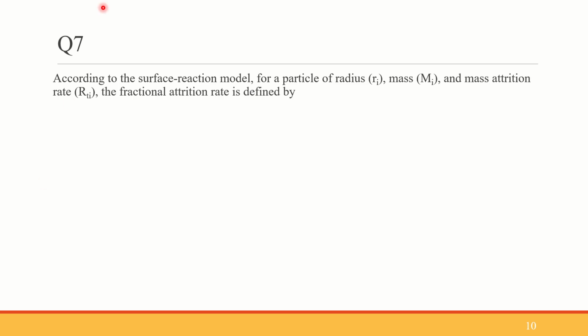So coming back to question 7, according to the surface reaction model for a particle of radius Ri and mass Mi, the mass attrition rate RTI and the fractional attrition rate is defined by dash. So here we are given three components. The first one is particle radius is known, particle mass is known, and the mass attrition rate is also known. Only unknown is the fractional attrition rate. So option A, it is RTI divided by Mi.